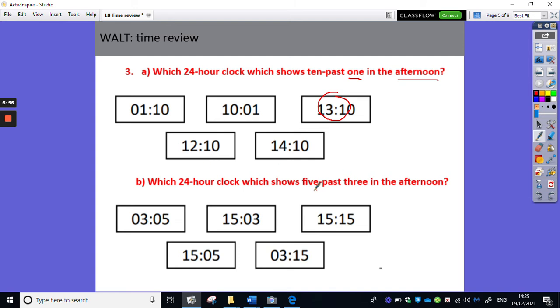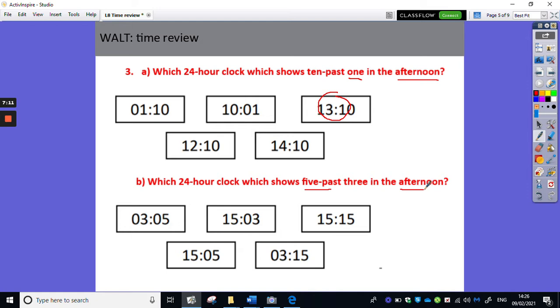Okay, so we're looking for 5 minutes past. So it could be either this one or this one. This one's 3 minutes past and these two are 15 minutes past. So I know it's between these two here, 3:05 or 15:05.